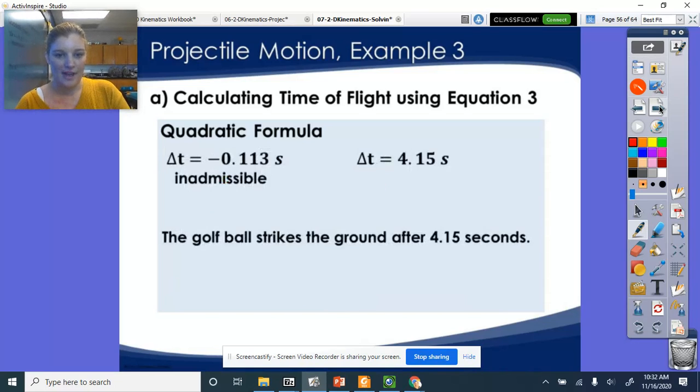So when I solve for that, I get 2 times. I get a negative. Can't do negative time. So my time is 4.15 seconds. So it takes 4.15 seconds for the golf ball to strike the ground.